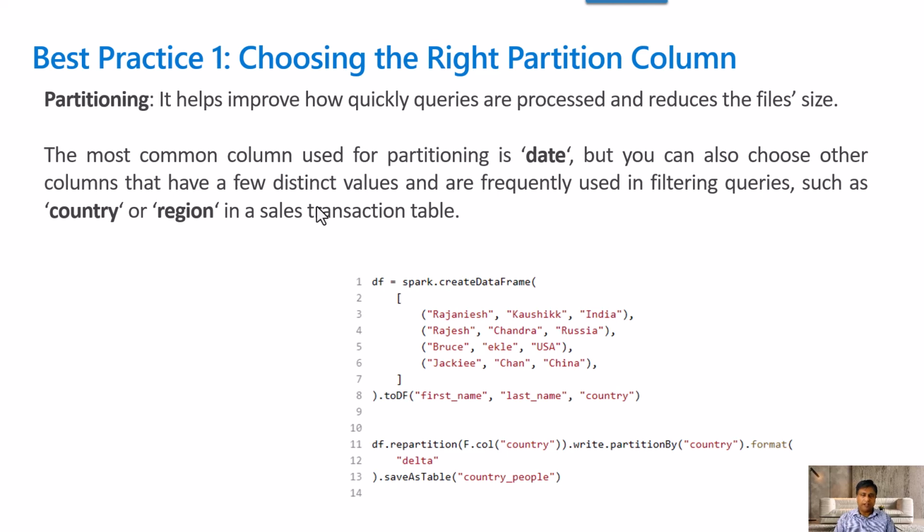So what happens in that case is that it partitions the table, and when the query is fired, it goes to certain partitions instead of scanning all the different parts of the table. So when it goes to a certain partition, it can get the result and give you better query performance. And this is one example where you created a data frame, and then in that data frame you are partitioning it by country, and then saving it as a country people table. So partitioning really helps you to improve query performance.